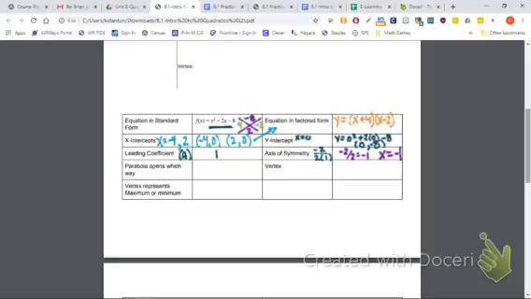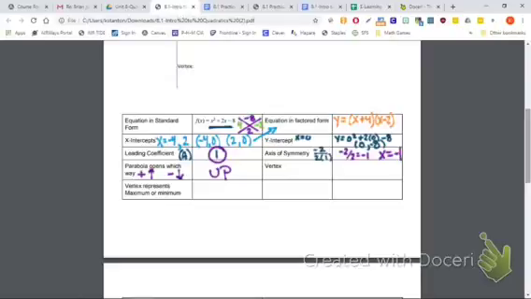Which way does the parabola open? We didn't really talk about this. Again, when we're deciding which way it's going to open, a couple things to remember. If my a term, if my leading coefficient is positive, it opens up. If my leading coefficient is negative, it opens down. So this problem, my leading coefficient was a +1, which means it opens up.